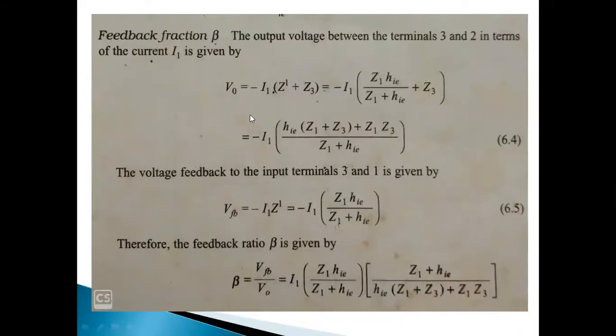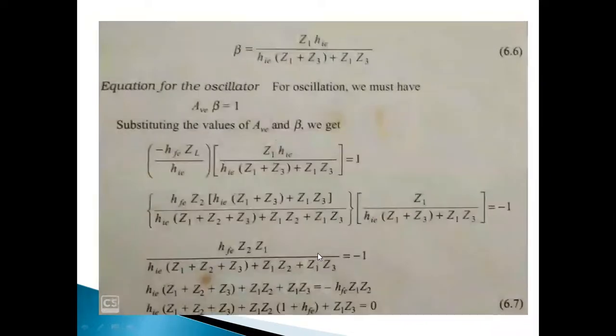This is the output. And what is beta? Beta is equal to VF by V0. VF is minus I1 into Z1 HIE by Z1 plus HIE. And V0 is minus I1 into HIE Z1 plus Z3 by Z1 Z3 by Z1 plus HIE. Substitute these two values in this equation and simplify, and we have the final equation: beta is equal to Z1 HIE by HIE into Z1 plus Z3 plus Z1 Z3. So this is the feedback network gain beta.